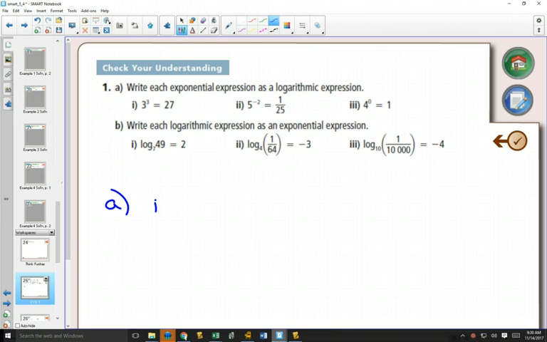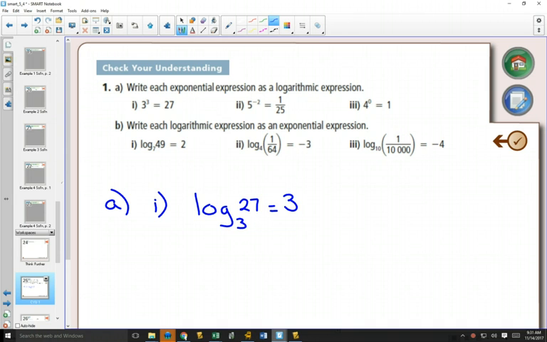So 3 cubed is 27. We want to write this as a log. Well, the base is the same as the base. Logs solve for exponents, so the exponent is going to go over here, and the answer is going to go over there. So log 3 of 27, and that's how we read it. Sometimes people say log base 3 of 27, and eventually you can get rid of that base word if you want to and just say log 3 of 27 is equal to 3.